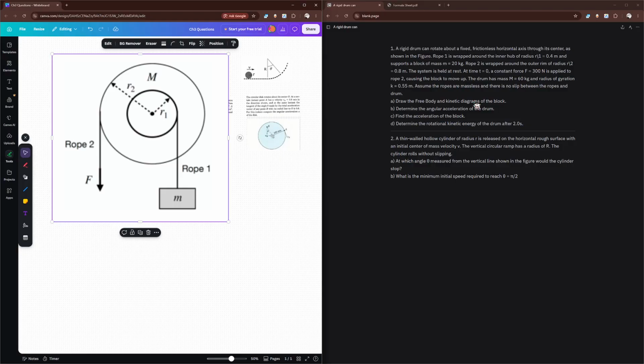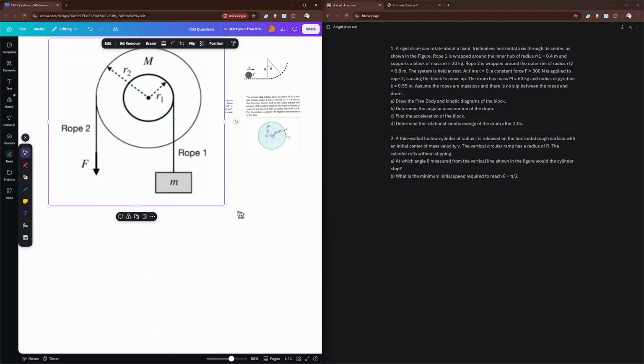The system is held at rest at time t equals 0. A constant force F equals 300 Newtons is applied to rope 2, causing the block to move up. The drum has mass M equals 60 kilograms and radius of gyration k equals 0.55 meters. Assume the ropes are massless and there's no slip between the ropes and the drum. Part A, draw the free body and kinetic diagram.